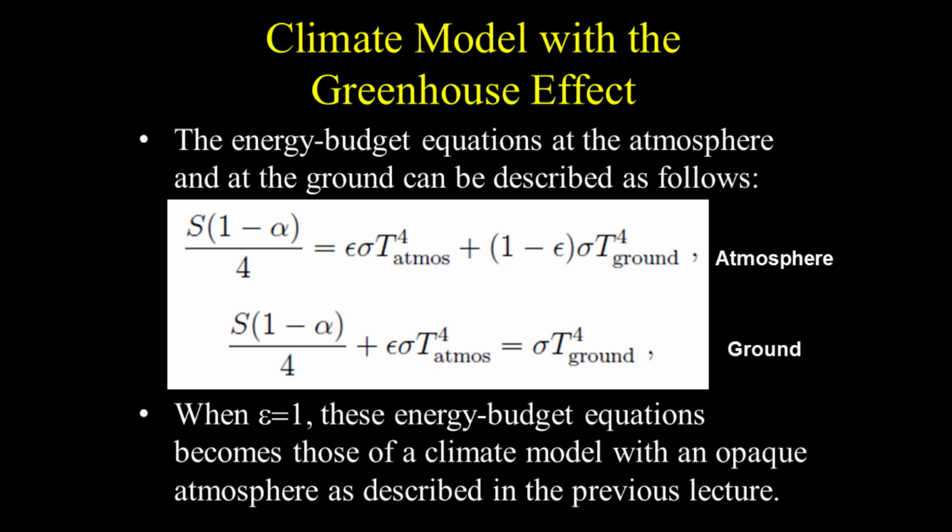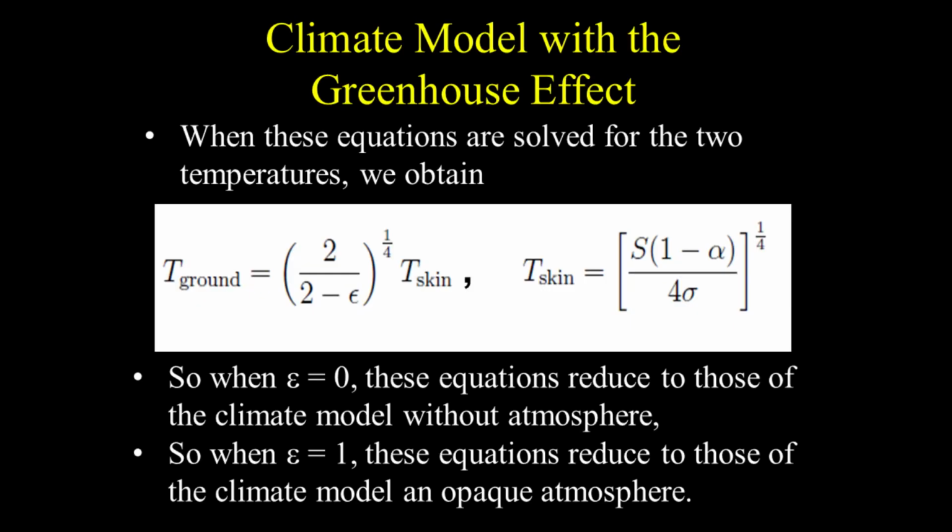The energy budget equations at the atmosphere and at the ground can be described as follows. When emissivity is 1, these energy budget equations become those of a climate model with an opaque atmosphere, as described in the previous lecture. When these equations are solved for the two temperatures, we obtain the following. So when emissivity equals 0, these equations reduce to those of the climate model without atmosphere. When emissivity equals 1, these equations reduce to those of the climate model with an opaque atmosphere.